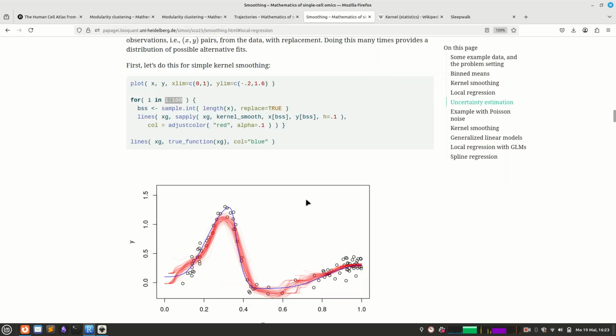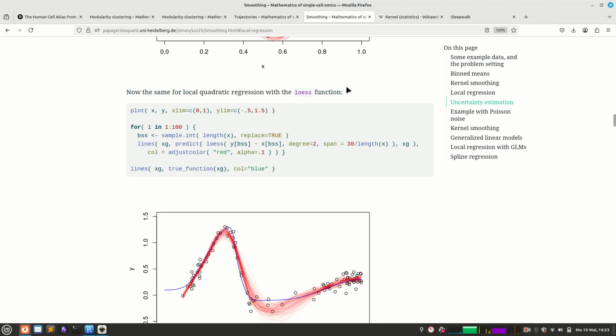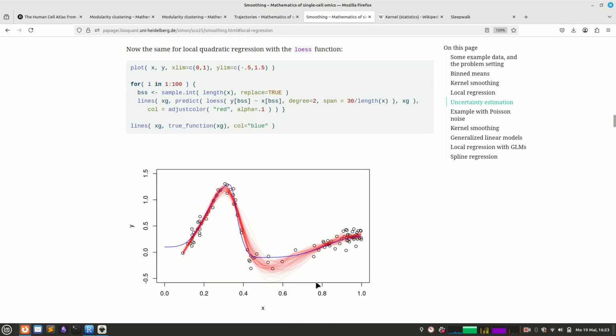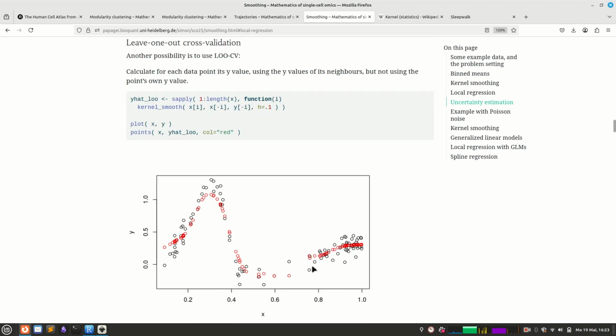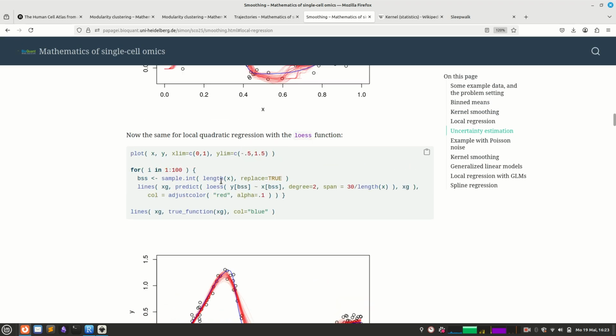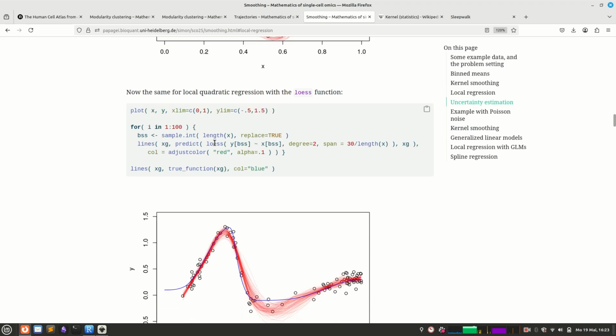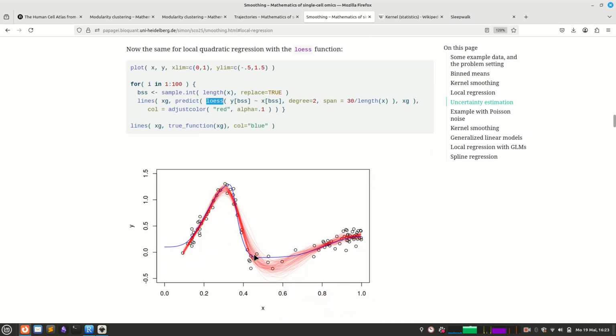Here I now do the same with a quadratic regression, where I also allow to fit not only a line, but also a parabola, which looks like this. And did I also add the bandwidth? No, this is without this. Yes, this is using the loess function, so it uses adaptive bandwidth. And here you can see this now works quite well. Of course, here the uncertainty is a bit higher, and here it's a bit lower. So this is one way to see how well smoothing works.